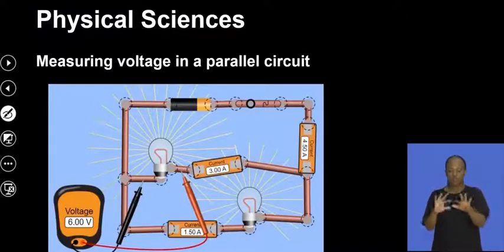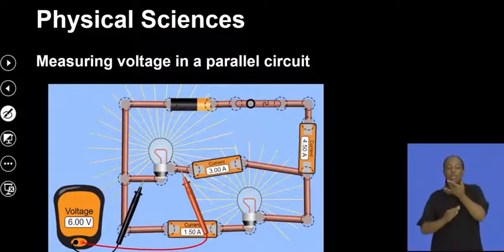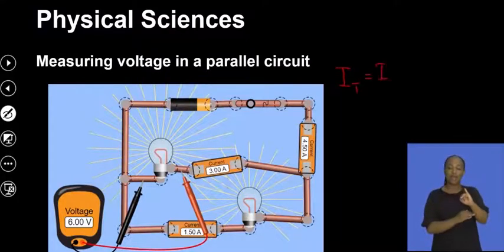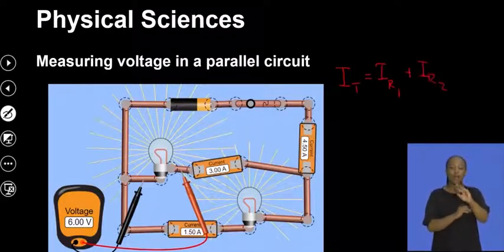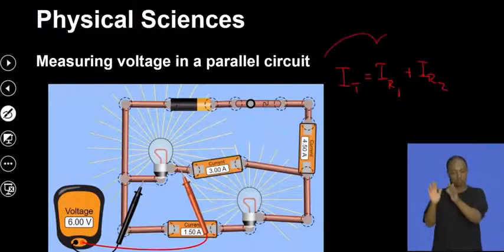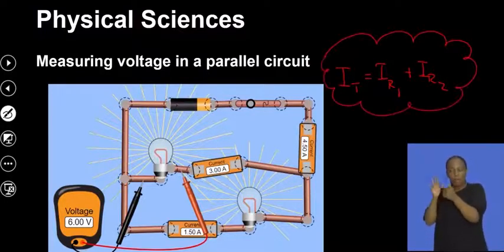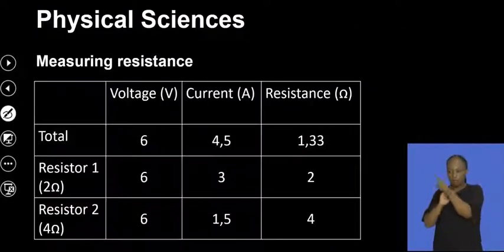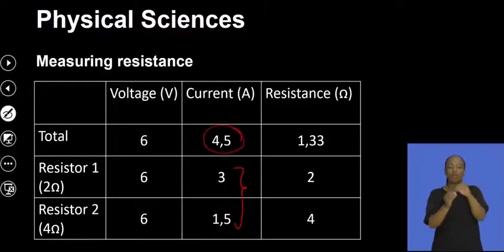We've also managed to measure the current that goes through each one of those versus the main current that goes through the battery. So in short, we are saying that the main current through the battery is the sum of the current that goes through bulb number 1 and the current that goes through bulb number 2. This is the main thing about this parallel circuit that we've just explored. If you add the 3 and the 1.5, it gives you that total current, which is the main current in the circuit.